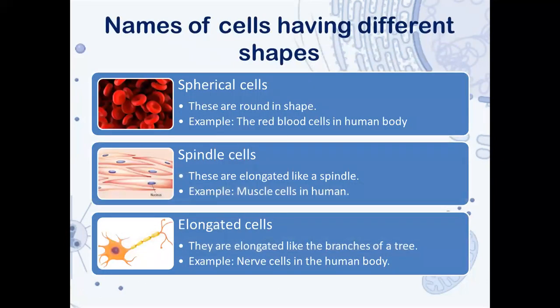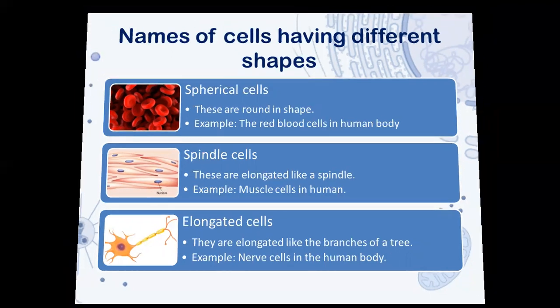The first is the spherical cells, which are round in shape. The examples of spherical cells are the red blood cells in the human body. Spindle cells are elongated like a spindle. The examples of spindle cells are the muscle cells in the human body. Elongated cells are elongated like the branches of a tree. The examples of elongated cells are nerve cells in the human body.